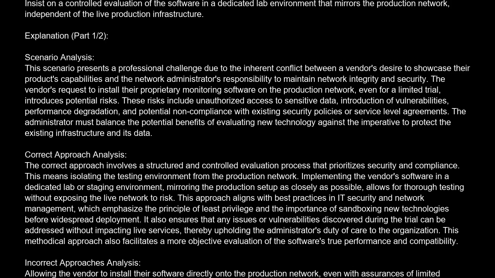The correct answer is D. Insist on a controlled evaluation of the software in a dedicated lab environment that mirrors the production network, independent of the live production infrastructure. Explanation.